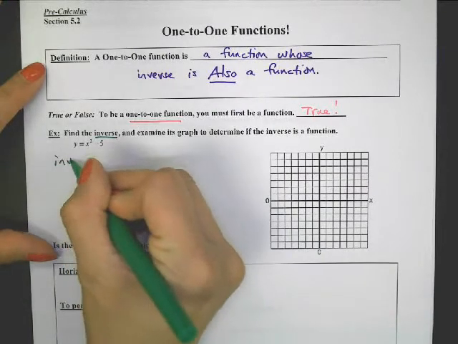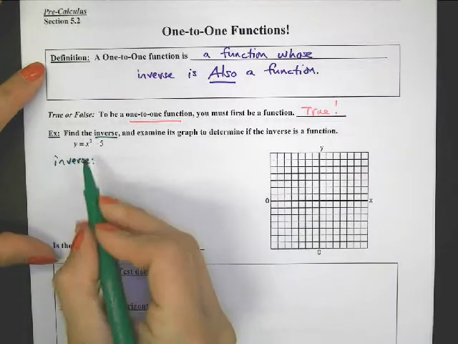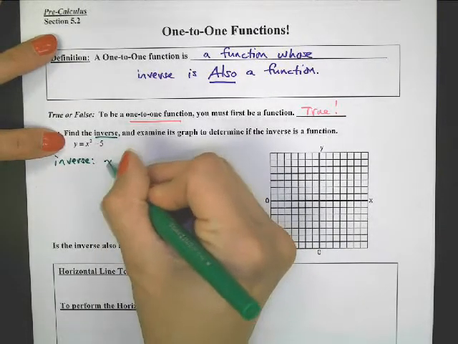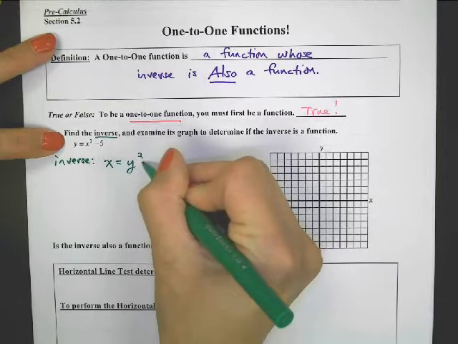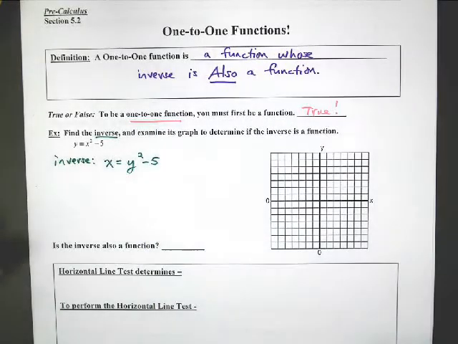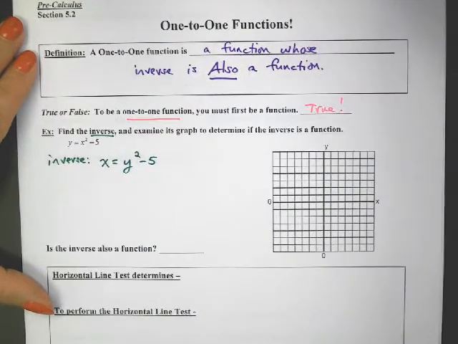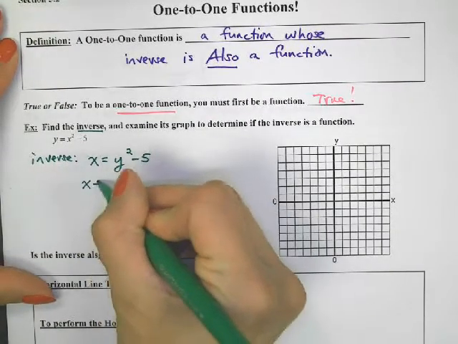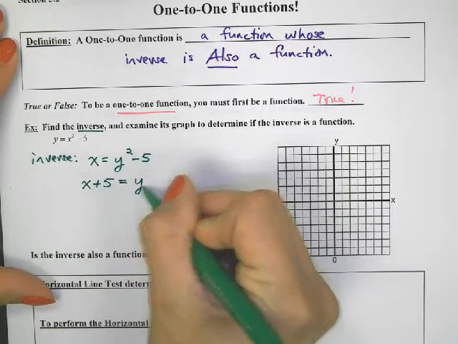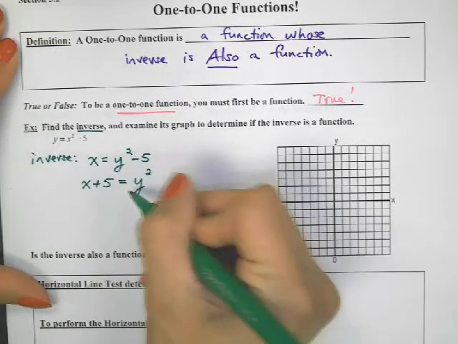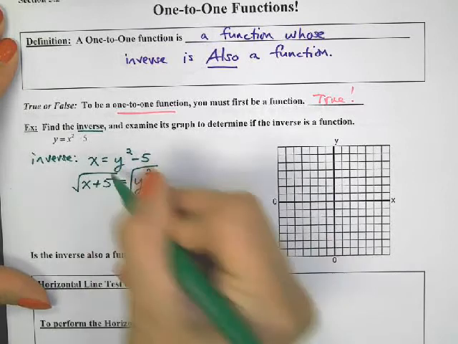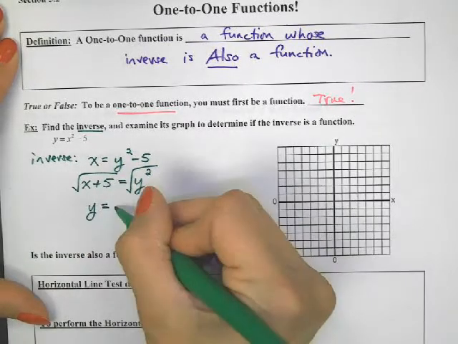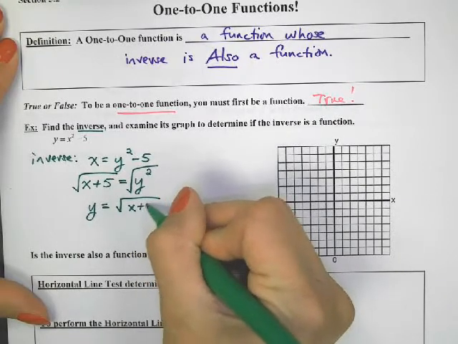So first, to find an inverse, okay, remember what we do? First, we have to switch x and y. So instead of saying y equals, it's going to say x equals y squared minus 5. And then step 2, we're going to solve for y. So I'm going to add the 5 to the other side, y squared. And then I'm going to go ahead and square root. And y equals the square root of x plus 5.